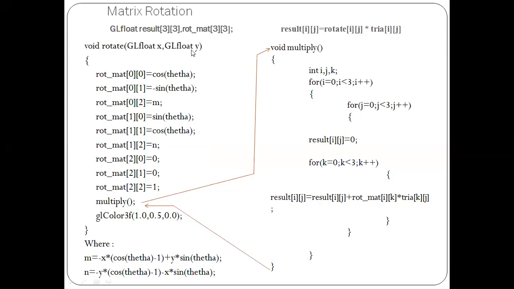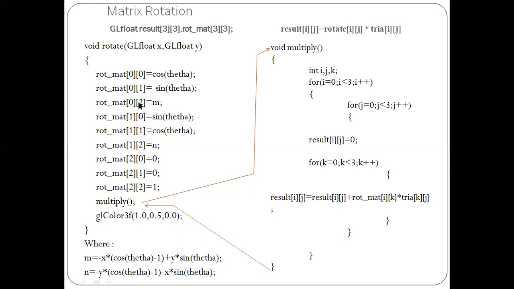X and y are the inputs, right? So now let us see this. Rotation matrix: cos theta, minus sin theta, 0, sin theta, cos theta, 0, 0, 0, 1. That I have initialized to my rotation matrix. That is, rotation matrix of 0, 0 is equal to cos theta. Rotation matrix of 0, 1 is equal to minus sin theta. Rotation matrix of 0, 2.